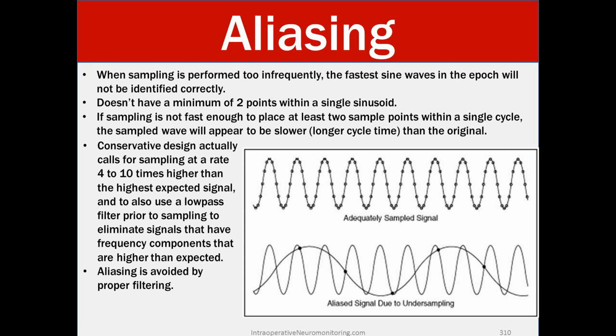Conservative designs actually call for sampling at a rate 4 to 10 times higher than the highest expected signal, and to also use a low-pass filter prior to sampling to eliminate signals that have frequency components higher than expected. Aliasing is avoided by proper filtering. So on the top we have the appropriately adequate sampling signal, and the lower is an aliasing signal due to undersampling, where instead of this faster frequency, we end up with this very slow-looking frequency, which is not what we're actually looking at.